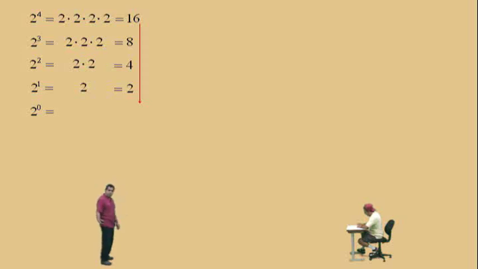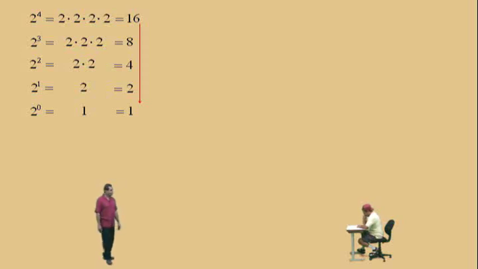1. So basically what we're doing is we're dividing by 2, simply because 2 is our base. We're losing a 2 every time. 16 divided by 2 is 8. 8 divided by 2 is 4. 4 divided by 2 is 2. And 2 divided by 2 is 1. And notice, with our pattern, 2 to the 0 is equal to 1.